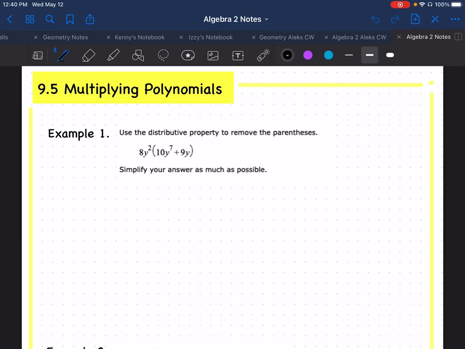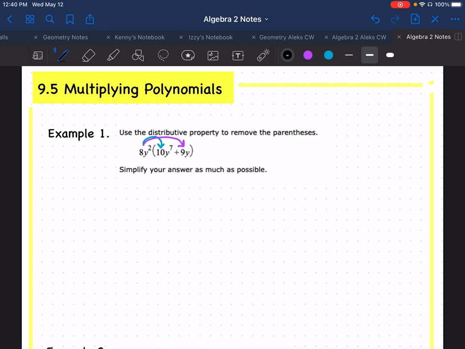Today's lesson is 9.5, Multiplying Polynomials. For example 1, we are going to use the distributive property to remove the parentheses, and then we're going to make sure that we simplify our answer as much as possible. So let's go ahead and take the expression that is outside of the parentheses, and let's distribute it to each one inside the parentheses. So I'm going to distribute it here and here.